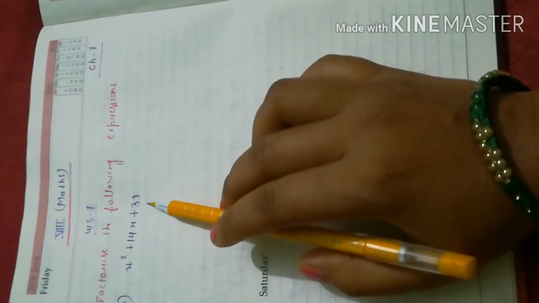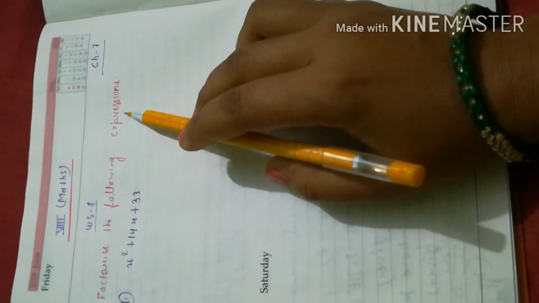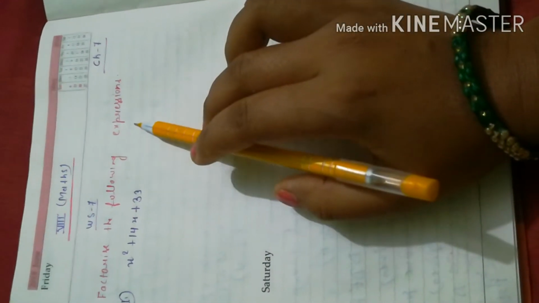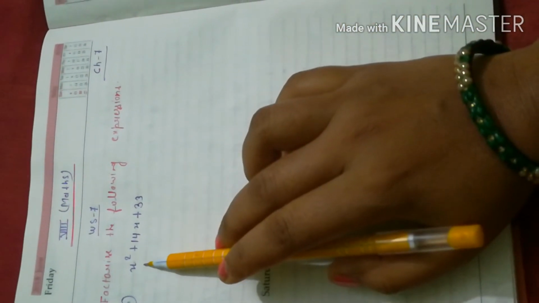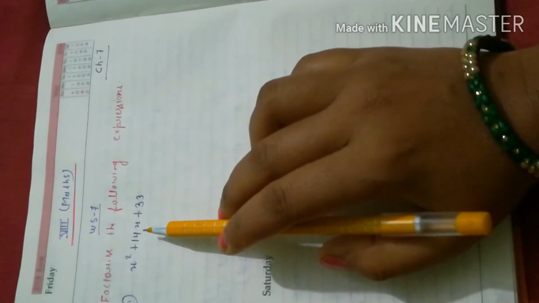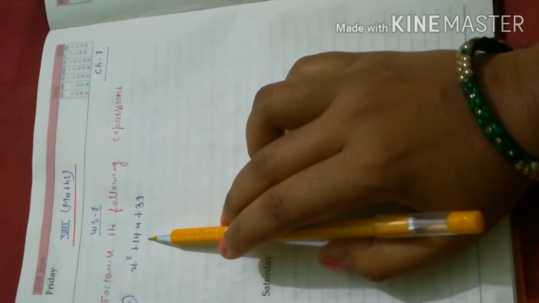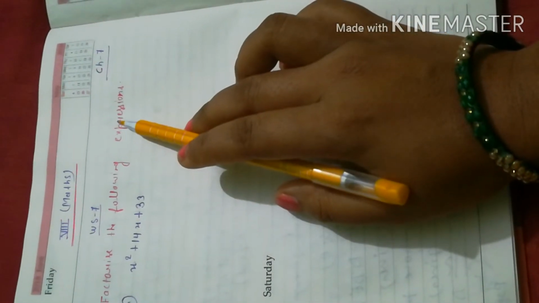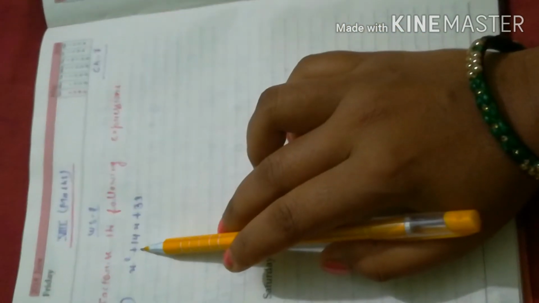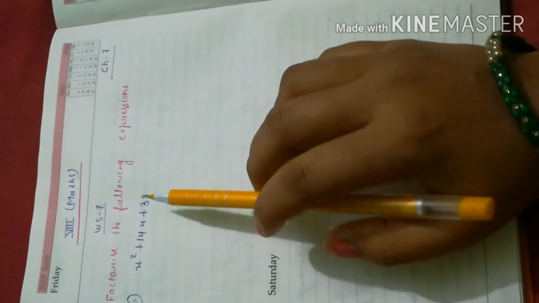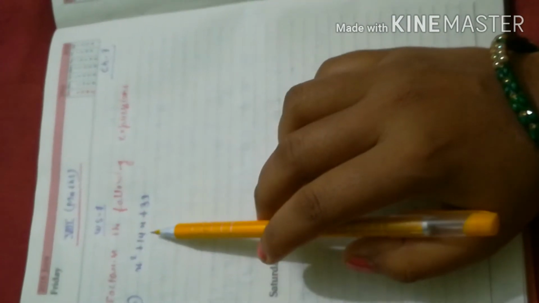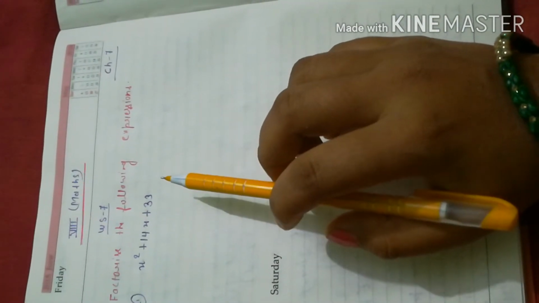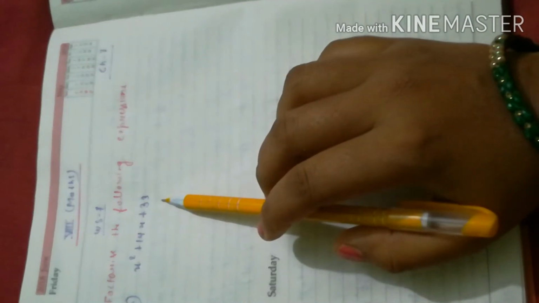It is an expression. All of you know the definition of expression. It is a combination of variables and constants. Here you can see x is a variable and 14 is a constant. So the definition of expression is a combination of variables and constants connected with fundamental operations. Fundamental operations are plus, minus, multiplication and division, and here we have to factorize it.